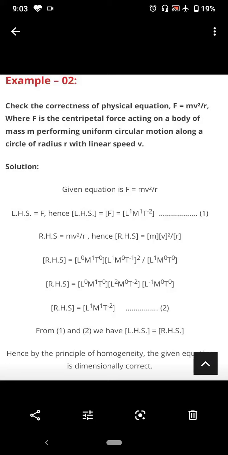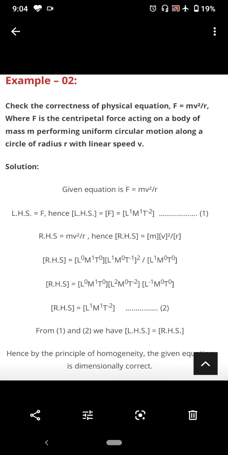Myself Dr. Kiran Yadav. In this session, I will discuss how to check whether an equation is dimensionally correct or not using the dimensional equation. To explain this topic, I will take an example. So we have an equation given to us and we need to check whether it is dimensionally correct or not.